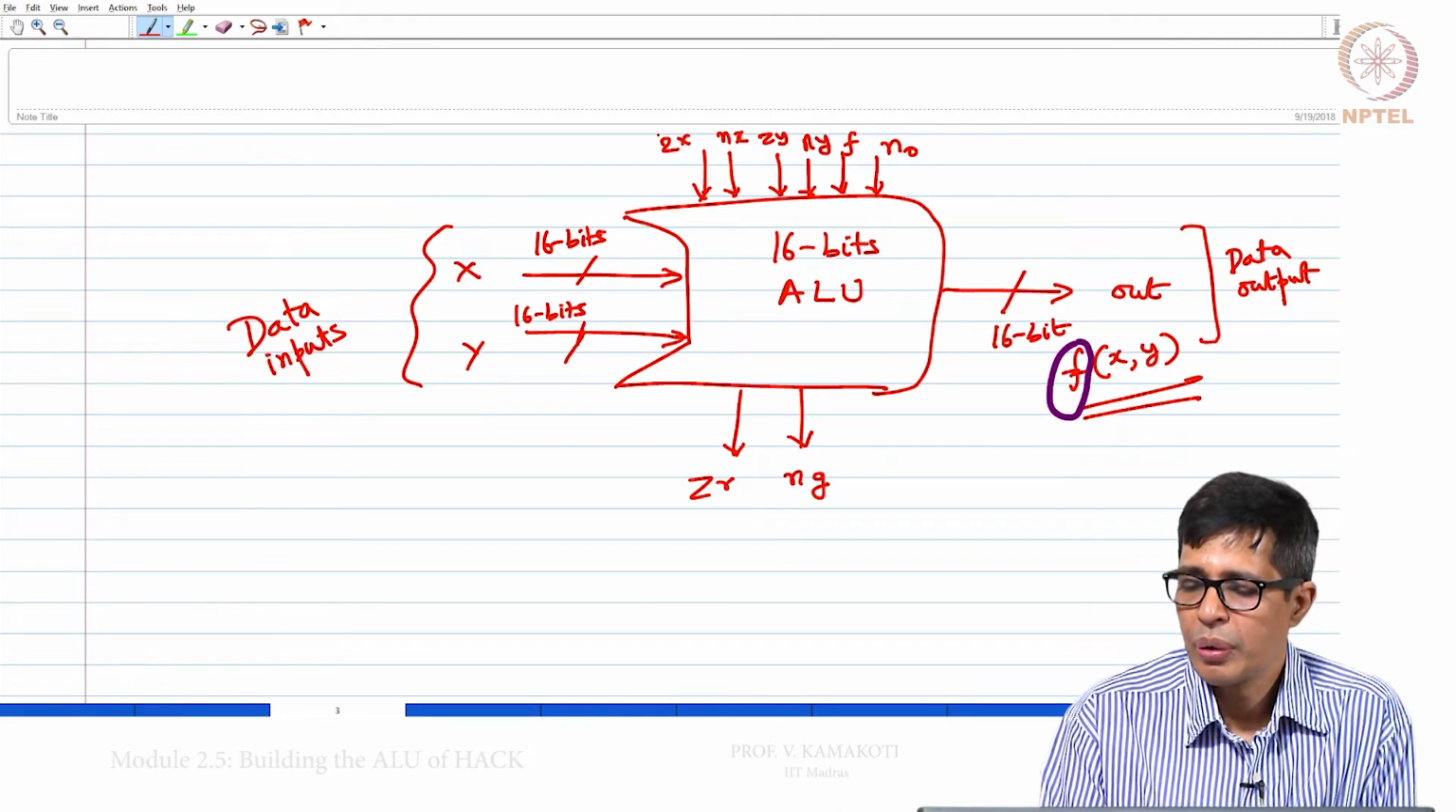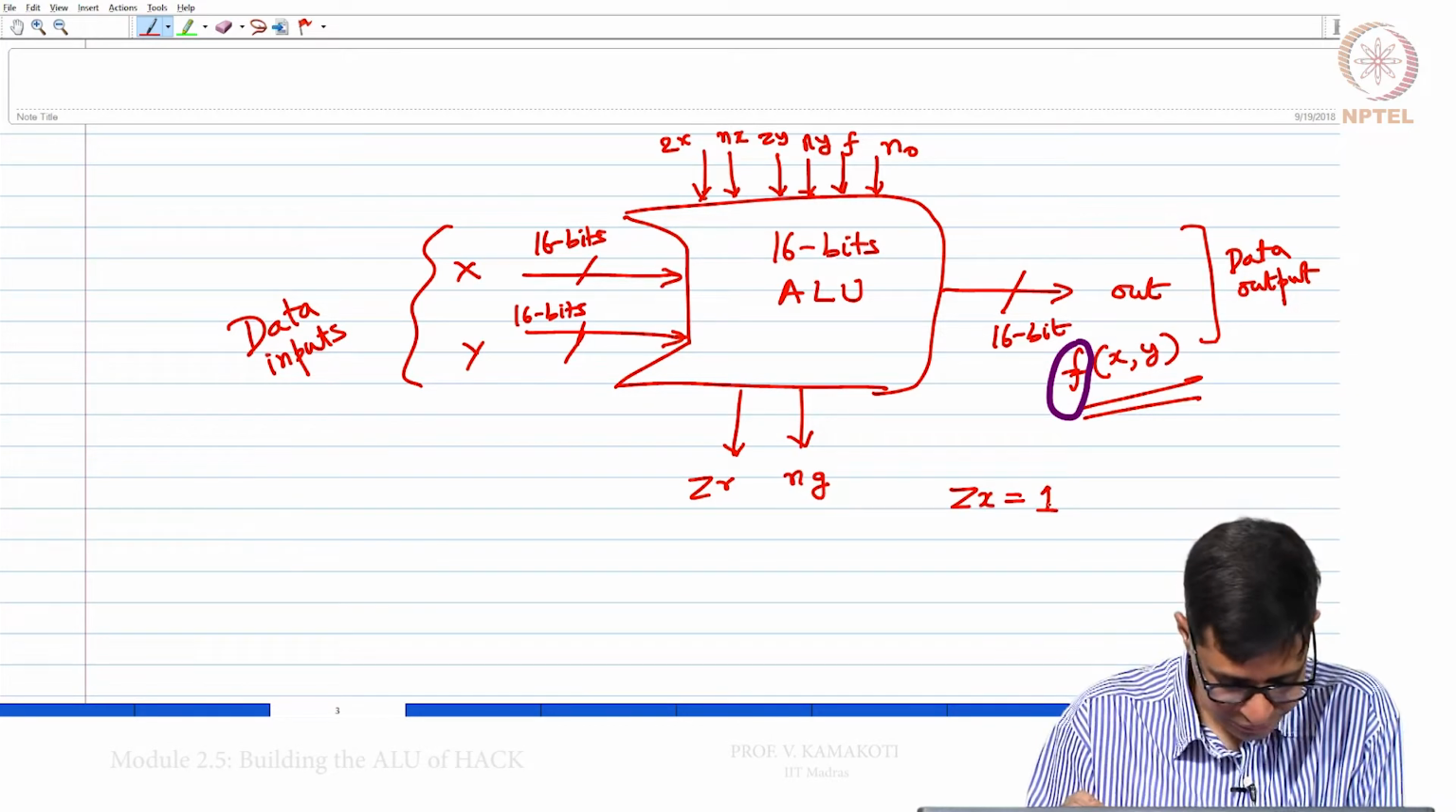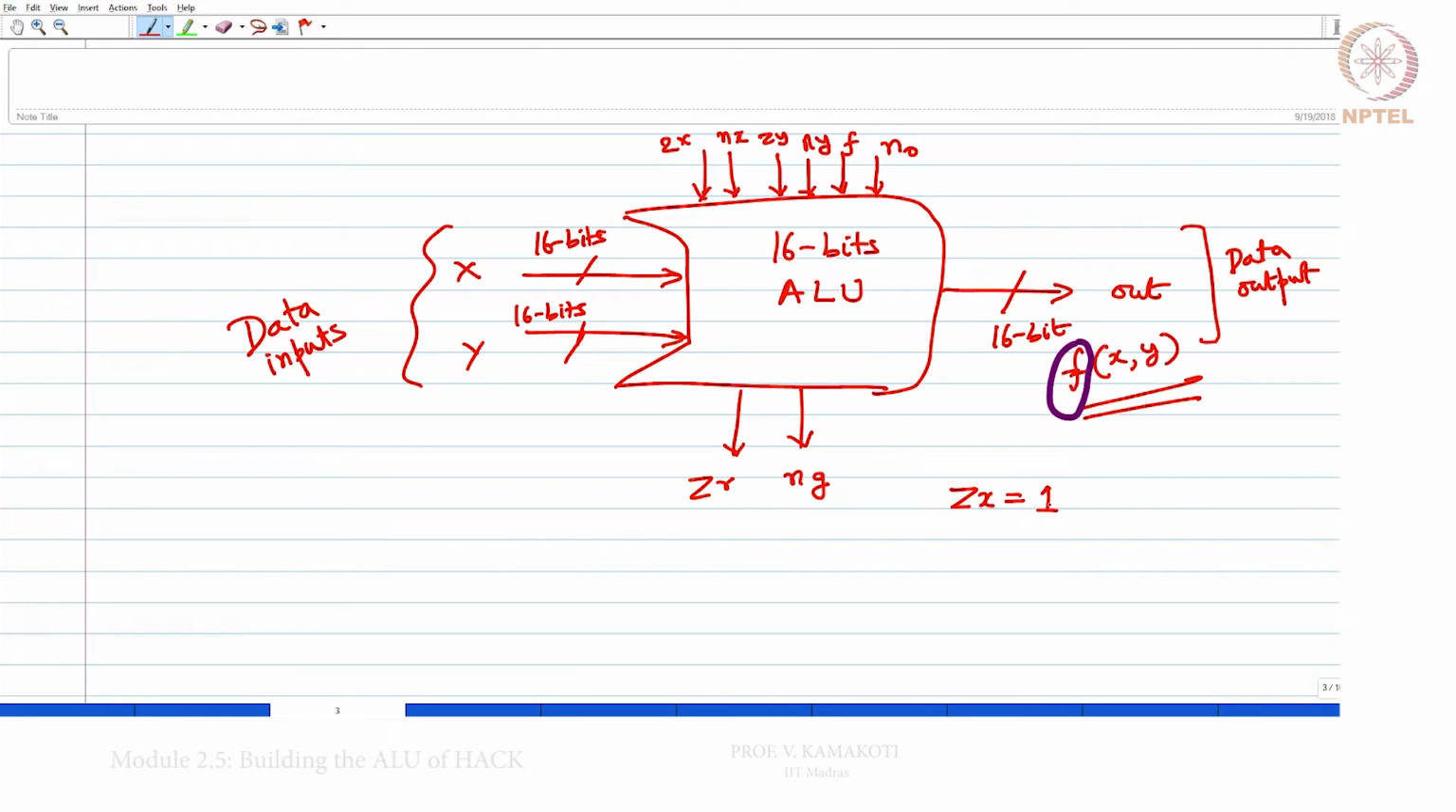Now, when Zx is 1, then whatever your input x is, that x will be reset to 0. You can give any input x, say x is 16 bits, you can give some value on those 16 bits, 1100 whatever. But the moment I make Zx 1, x will become 0. So whatever you send inside will not go in, only 0 will go in for x.